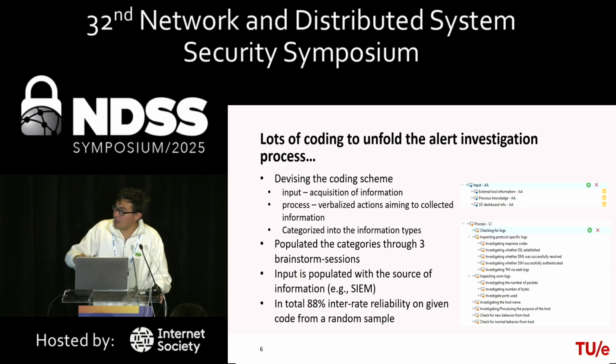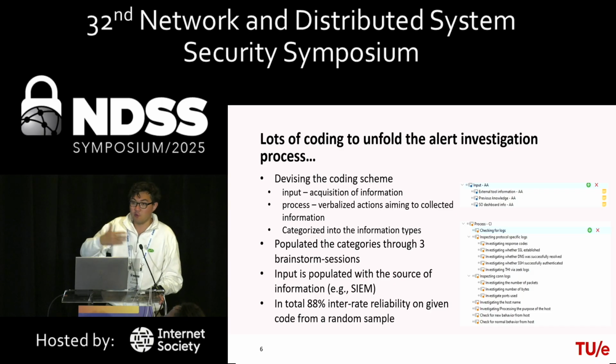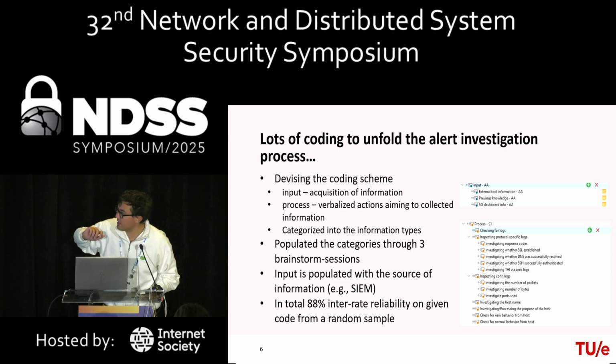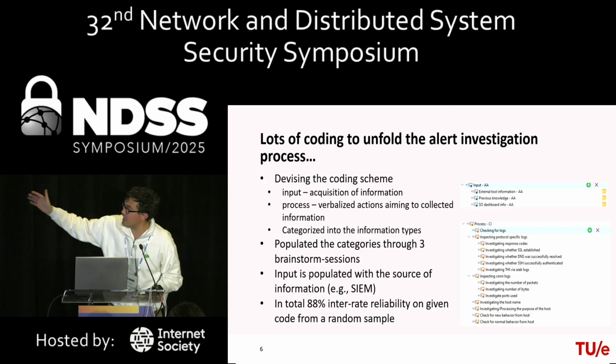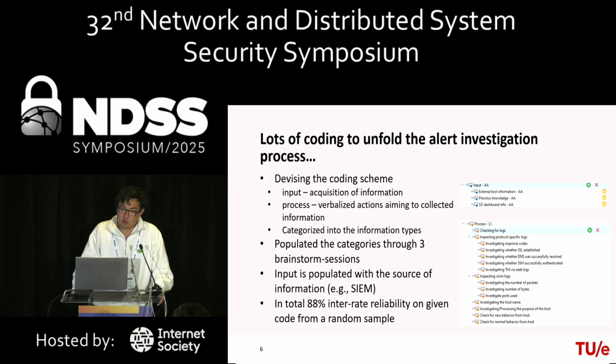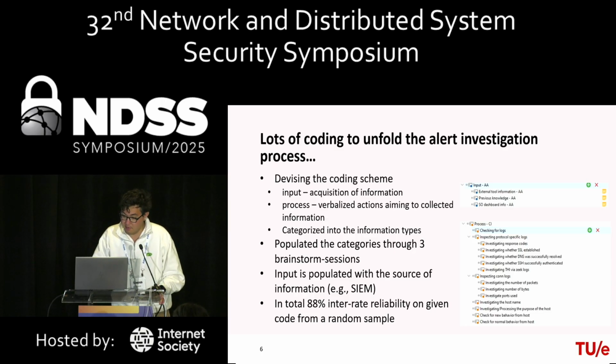And with process, we just filled it up with more specific actions, right? So for example, for contextual information, we brainstormed, okay, what can one realistically do? For example, check for logs, inspect protocol-specific logs, right? Or if you want to go more specific, investigate whether an SSL connection has been established, things like that. In total, this coding system worked relatively well. We had an 88% reliability rate.